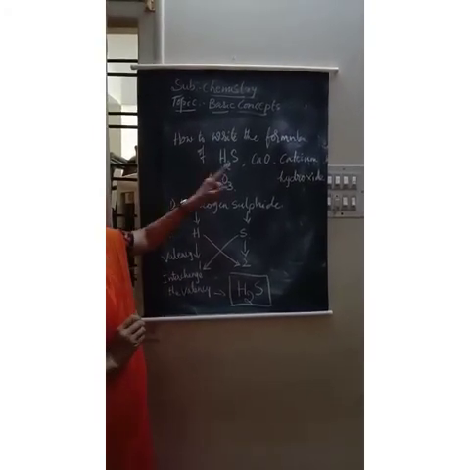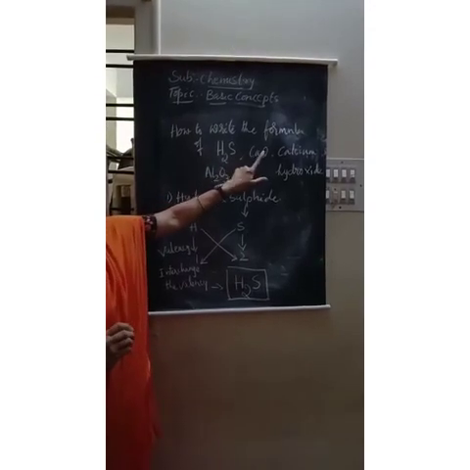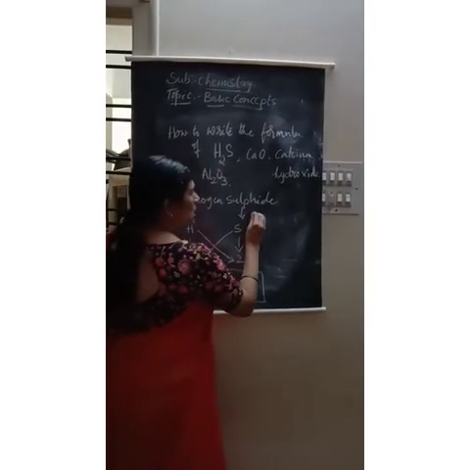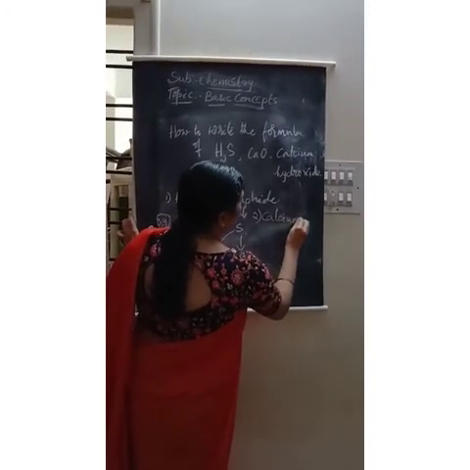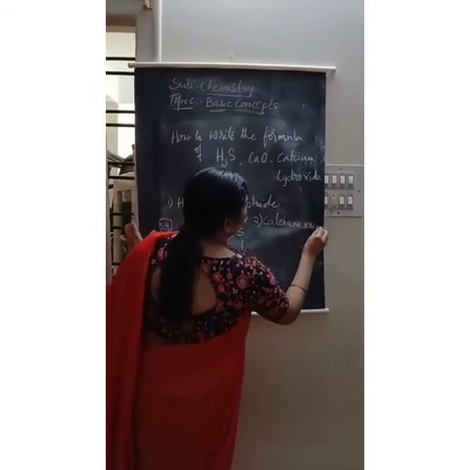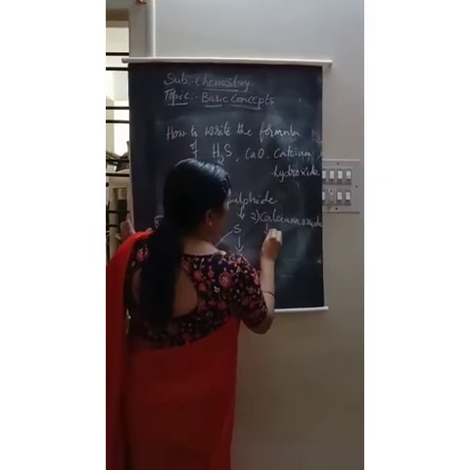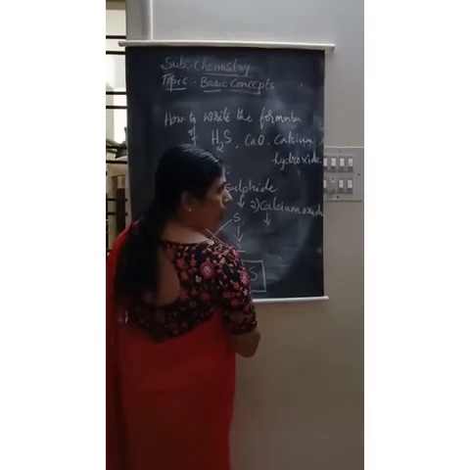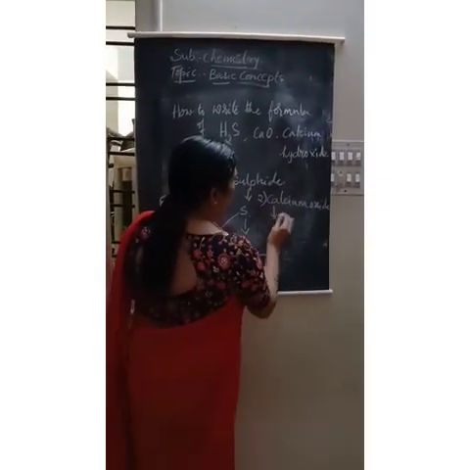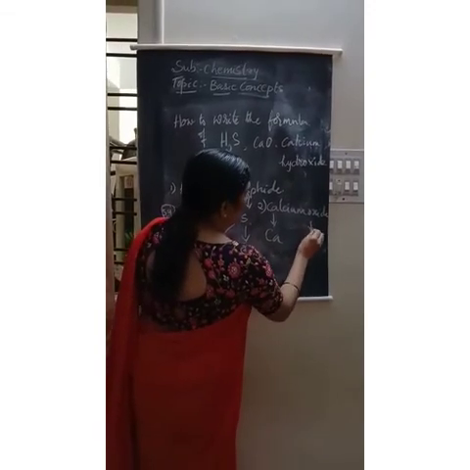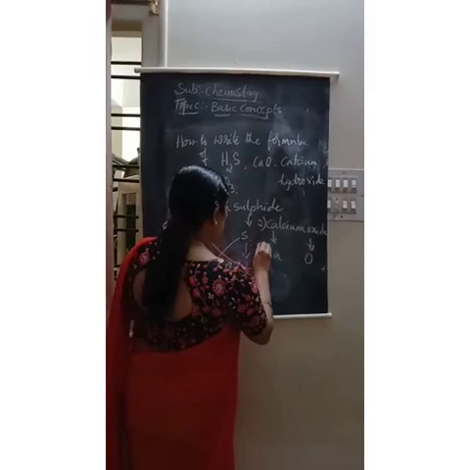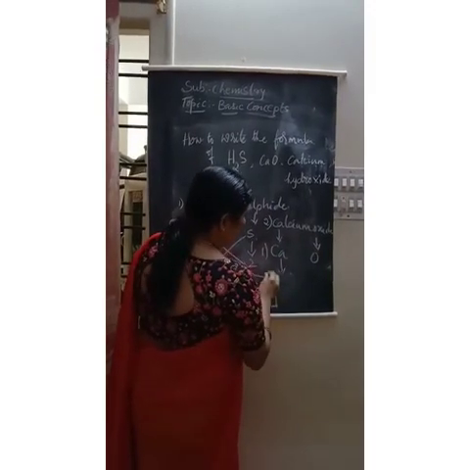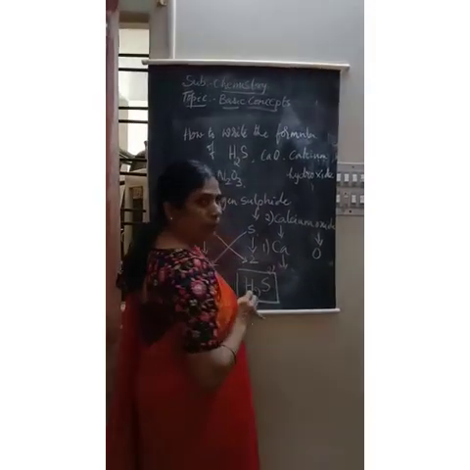Understand? One more I would like to give you, calcium oxide. Second example, calcium oxide. What is the first step, children? We have to write the symbols. What is the symbol of calcium? Ca. What is the symbol of oxygen or oxide? O. So the first step is symbol. Second step is we have to write the valencies.